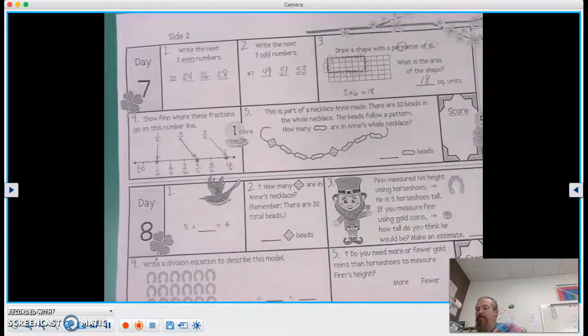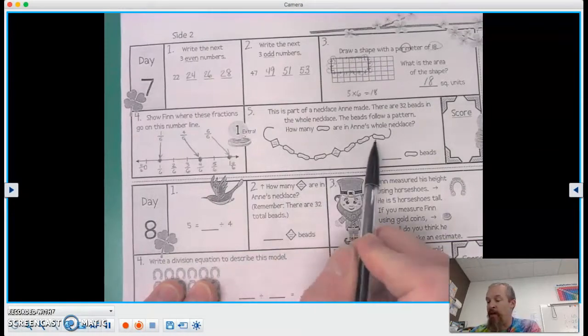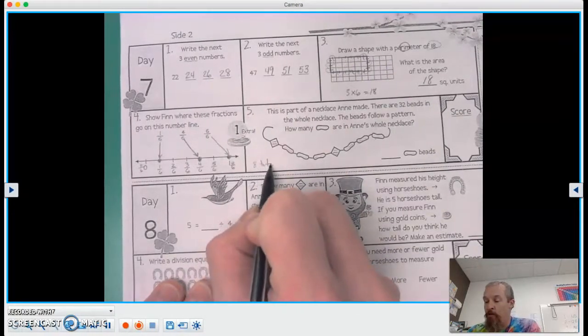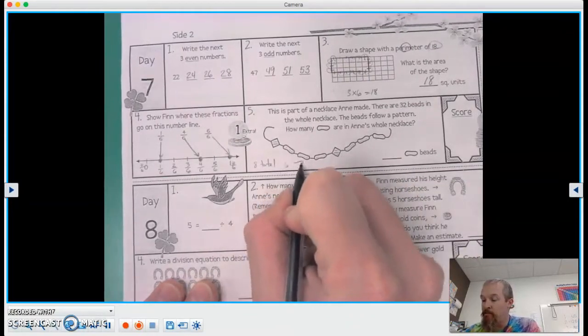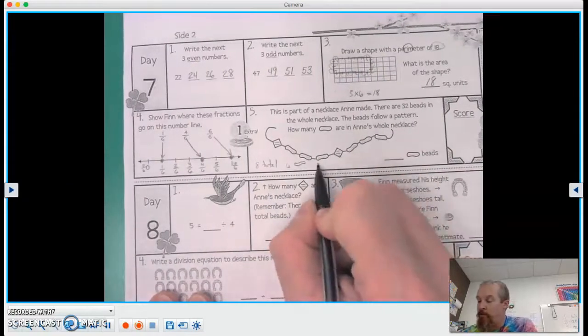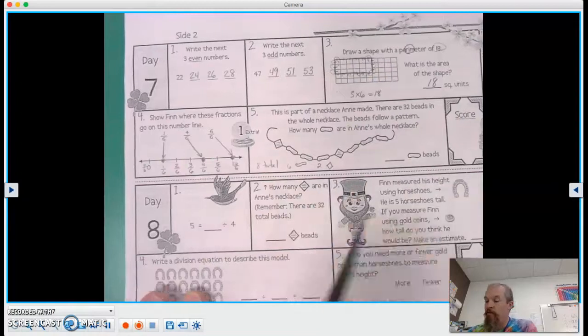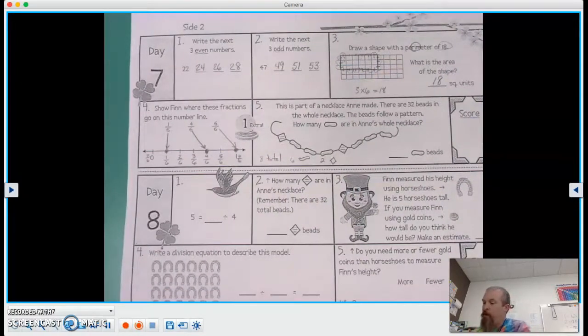This is part of a necklace Anne made. There are 32 beads in the whole necklace. The beads follow a pattern. How many noodly looking ones are in Anne's whole necklace? So let's count them. 1, 2, 3, 4, 5, 6, 7, 8. There's 8 total, with 1, 2, 3, 4, 5, 6 of these things, right? And 1, 2 of the square, rhombus, whatever you want to call them, stripedy things.